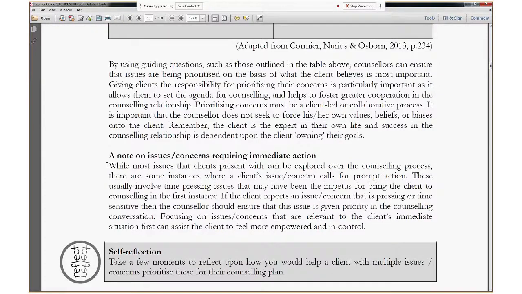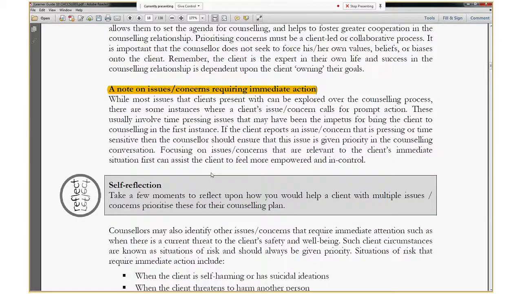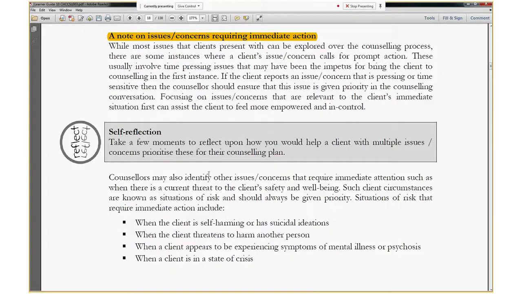Now, a little note that they make here on issues and concerns requiring immediate attention and action. Obviously, when a client presents with either suicide ideation, risk of harm to either self or others, or any criminal behavior, you need to do something straight away. That is a topic that we'll discuss further in units on clients at risk, but keep in mind that that could happen. Sometimes you will get clients in that will need some immediate help.